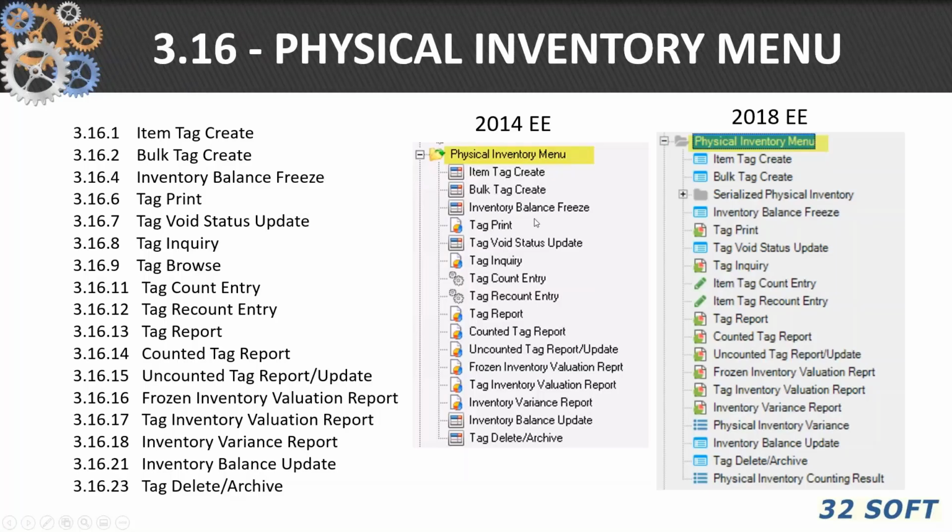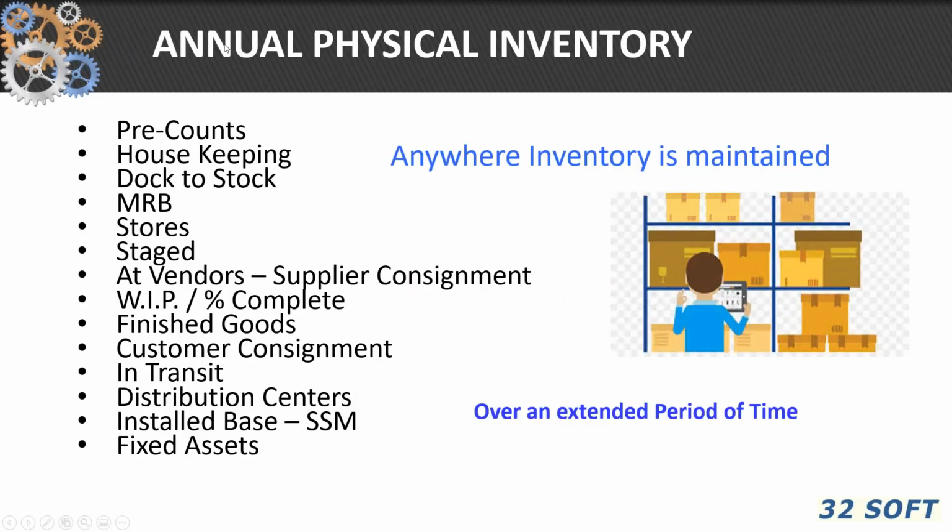So physical inventory. Physical inventory in QAD is in 3.16. We'll go through most of these menu options, but you can see the difference between 2014 EE, 2018 EE, and I just looked at 2019 EE, and there's a whole additional series of menu selections for physical inventory in the adaptive enterprise version. So you need to kind of keep track of what you're doing, but it basically does the same process. Annual physical means you count inventory anywhere it is.